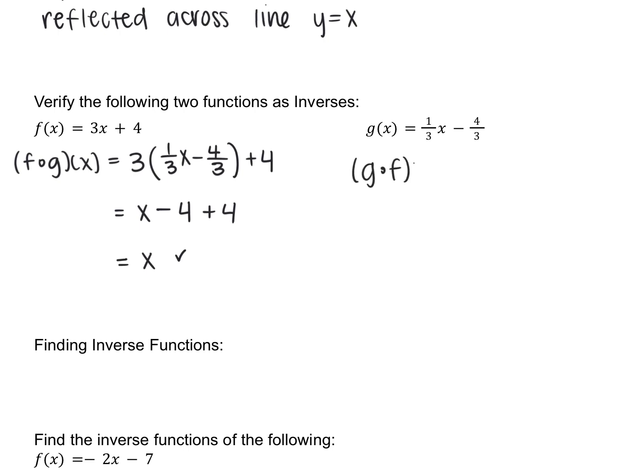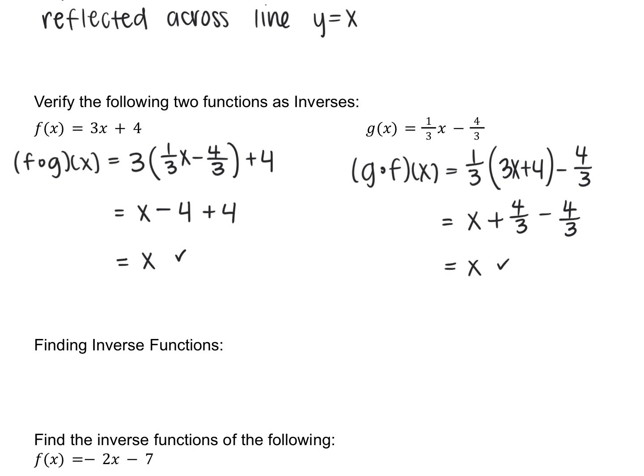So g of f of x, we start with the 1/3, and then in parentheses, we'll put 3x plus 4, and then minus 4/3. So I'm going to distribute my 1/3 in my parentheses. 1/3 times 3 is going to be 1, so I'm left with x. 1/3 times 4 is 4/3, and then I still have my minus 4/3. And positive 4/3 minus 4/3 is going to cancel, so we get x. So yes, they are inverses of each other.